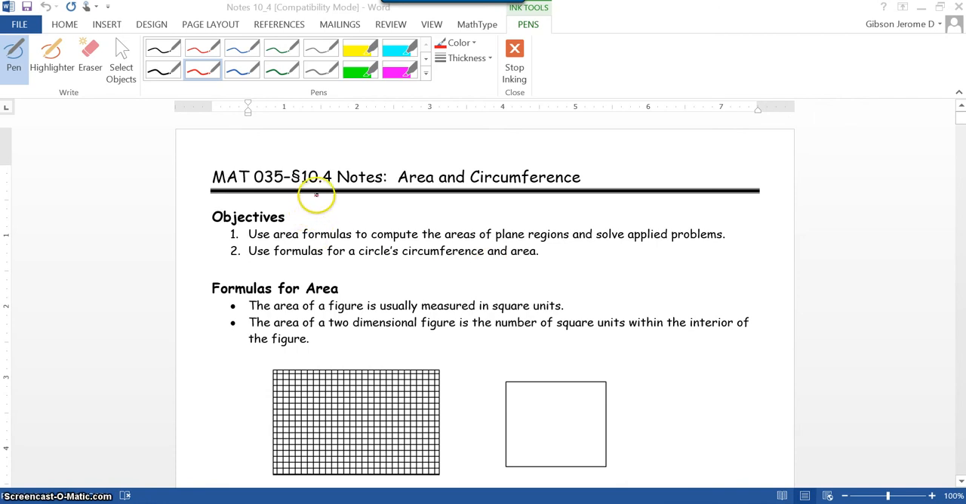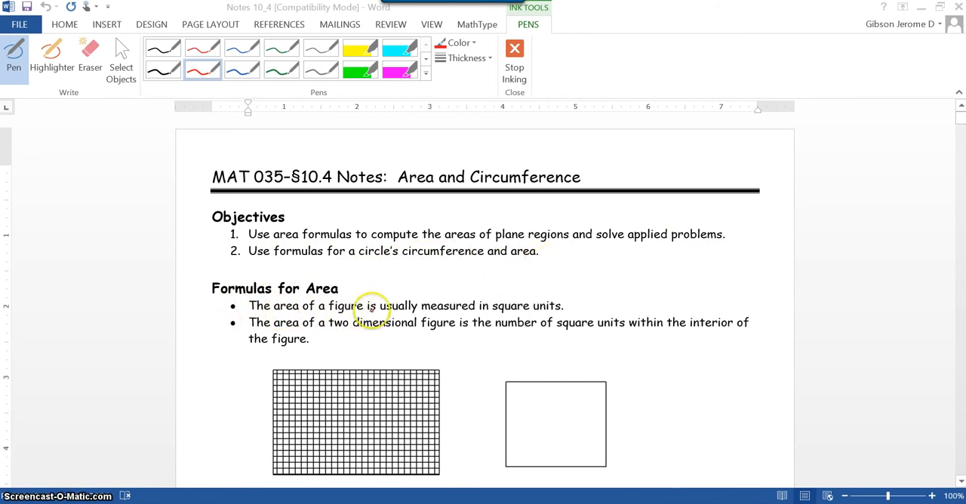Hello class, we're about to start section 10.4, area and circumference. Our objectives: use area formulas to compute the areas of plane regions and solve applied problems. Use formulas for a circle's circumference and area.